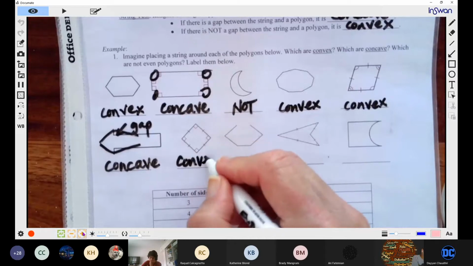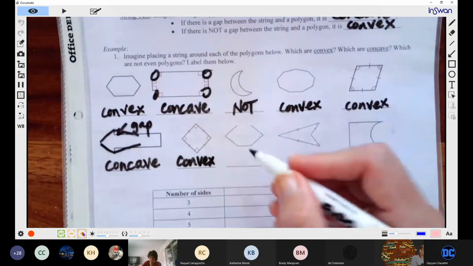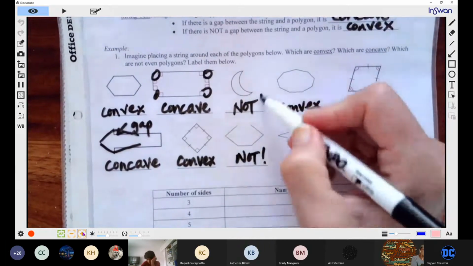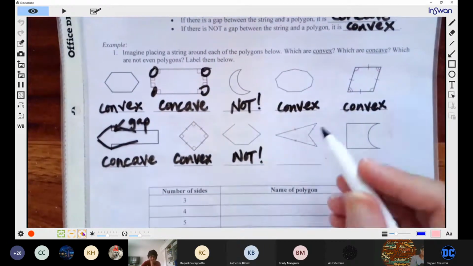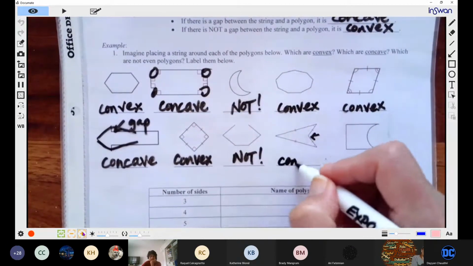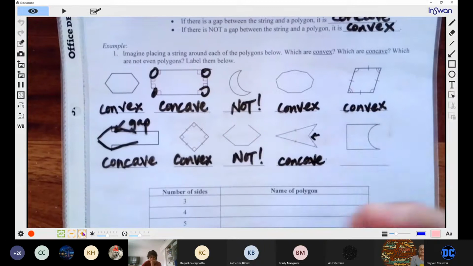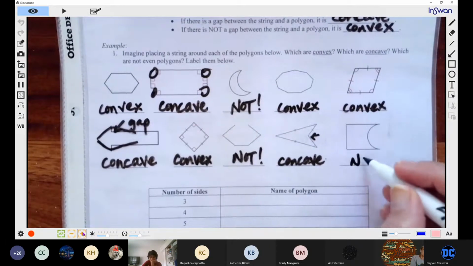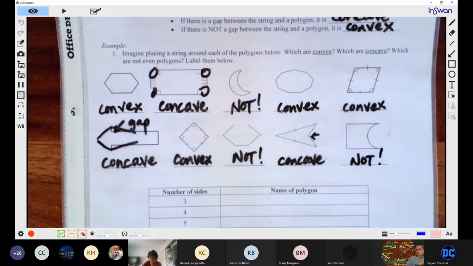Rhombus, convex. This one doesn't even have a bunch of sides, so that's not a polygon. And again, that's a gap. So this is going to be concave. There's a cave in it. And again, this is not a side. So this is a knot. This is not a polygon. Any questions?